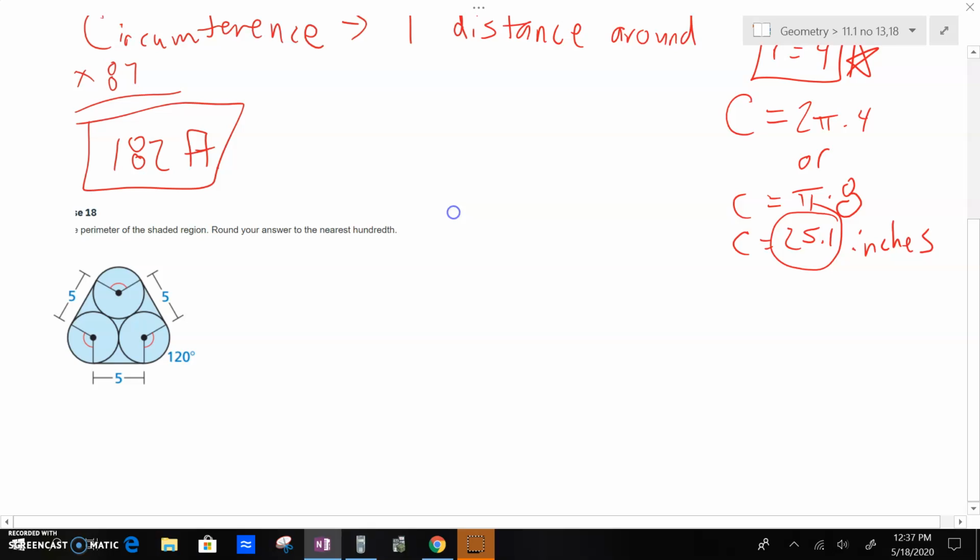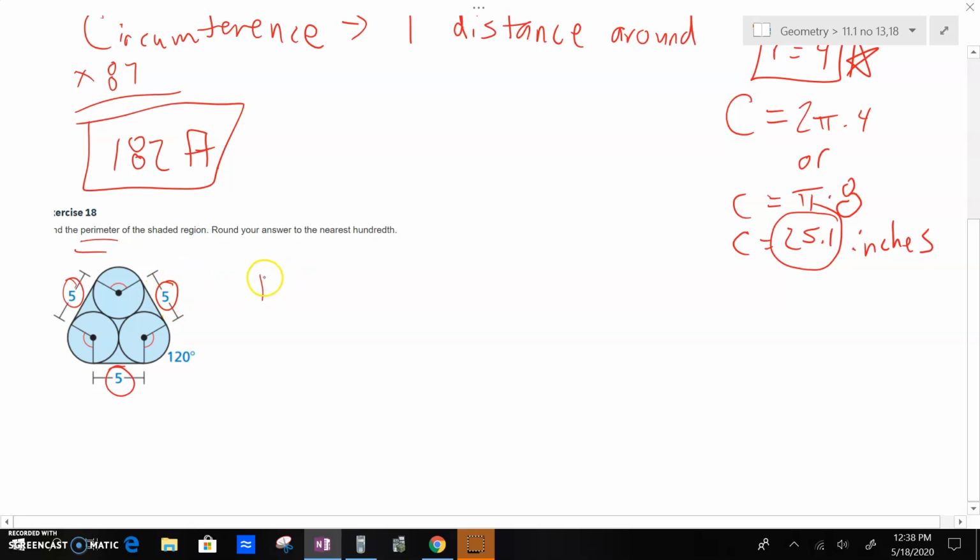Second one, exercise 18, kind of got cut off here, as well as some of the instructions, but it just wants us to find the perimeter of the shaded region. So we're finding the perimeter of this region down here, this blue shaded region. Perimeter means distance around the outside. They've given us 3 chunks of information. They have these 3 straight pieces that are all 5.